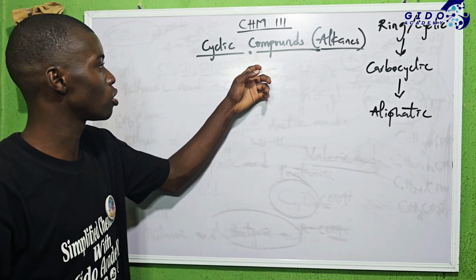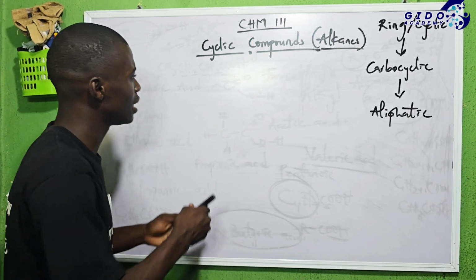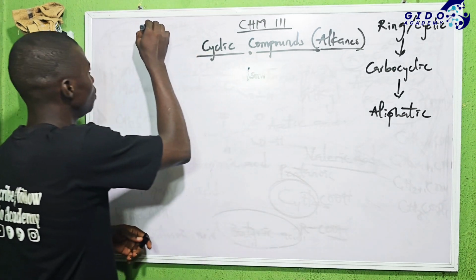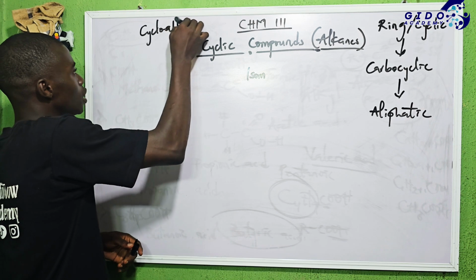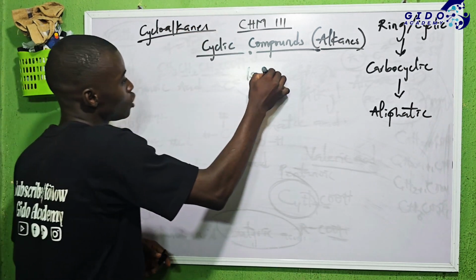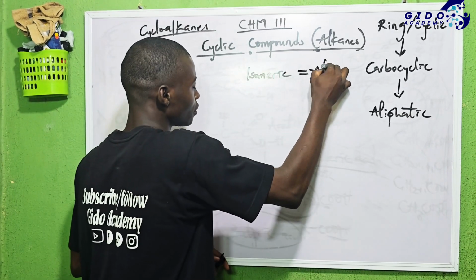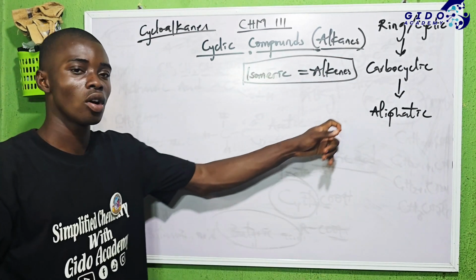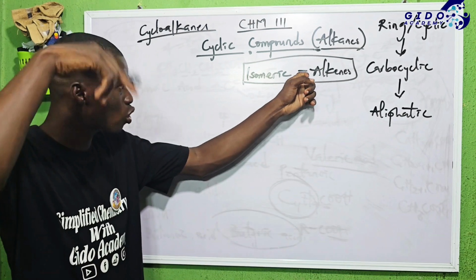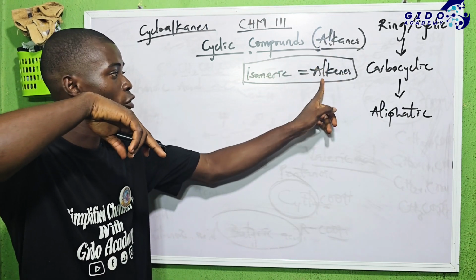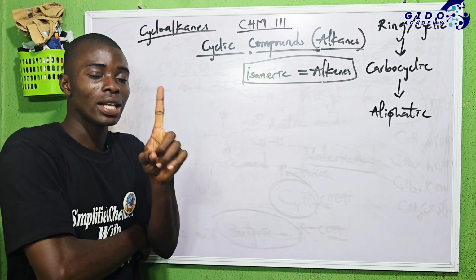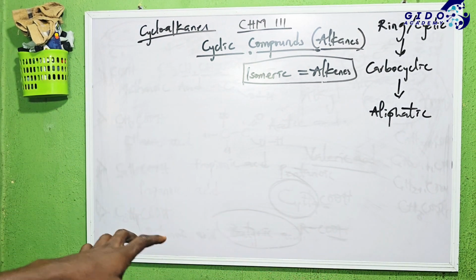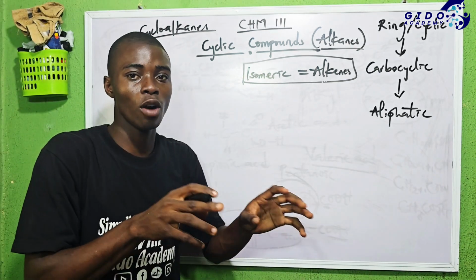Another thing you should take note of about carbocyclic compounds is that they are isomeric, which is cycloalkane. Please let me write it so that we know what we are dealing with. Cycloalkanes. They are isomeric with what? With alkenes. So all cycloalkanes are isomers of alkenes. I repeat, all cycloalkanes are isomers of alkenes. So if you are dealing with cyclopropane, it will be an isomer of propene. If you are dealing with cyclobutane, it will be an isomer of butene.